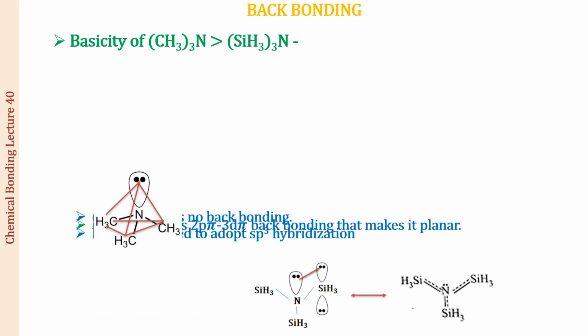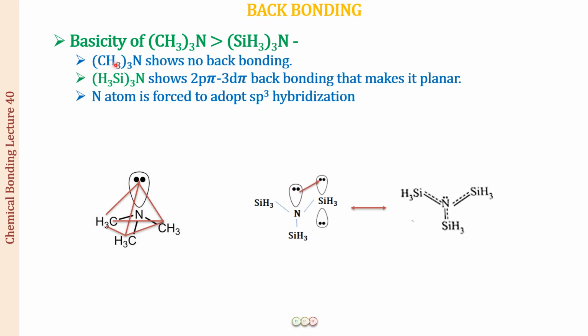So what you see is that these are the two molecules that we have. In CH3 thrice N, trimethylamine, there is going to be no back bonding, whereas in trisilylamine there is going to be back bonding. And when there is back bonding, what does that mean? Back bonding means that the lone pair of electrons is not going to be available for donating to other atoms or molecules. So this is going to make trisilylamine less basic. Whereas in CH3 thrice N, the lone pair on nitrogen is easily available for donating to other atoms or molecules, and hence this is going to be more basic.